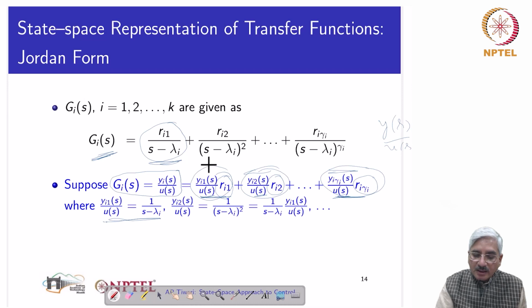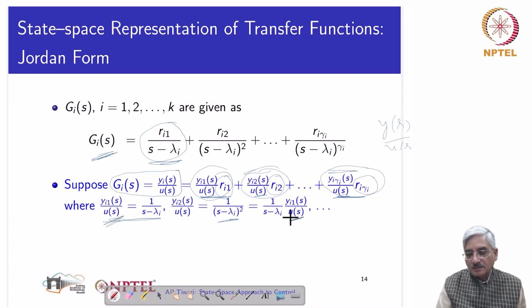Second one is containing lambda I square. So what we do, we express in terms of this and this term. So we can see 1 by s minus lambda I is yi1 by u, as we put, and we retain the other term. So yi2 by u is 1 upon s minus lambda I times yi1 by u, and so on.